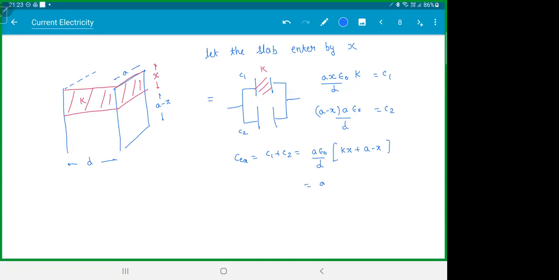Please check. A epsilon by D, you take out X common, so (K minus 1) X plus A. You're done. Basically, what is charge then? Q is equal to C equivalent into V. What is current? dq by dt. So if I differentiate this, I get A epsilon V by D, and when you differentiate, you get K minus 1 into dx by dt. And dx by dt is nothing but U. So A epsilon V by D into (K minus 1) into U. But there's a small catch here. Current is constant. If you observe, it's a constant current.